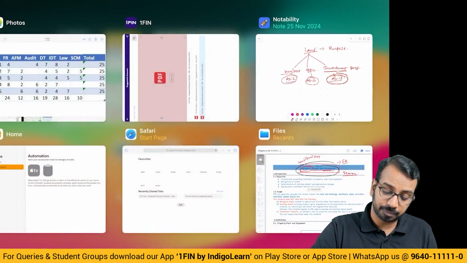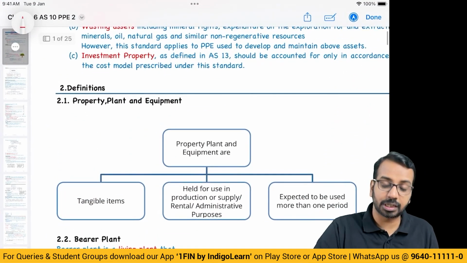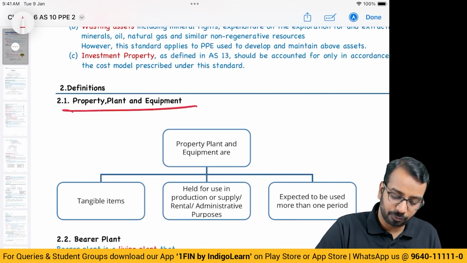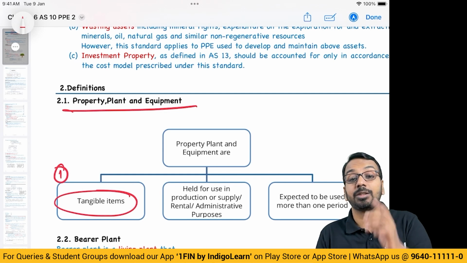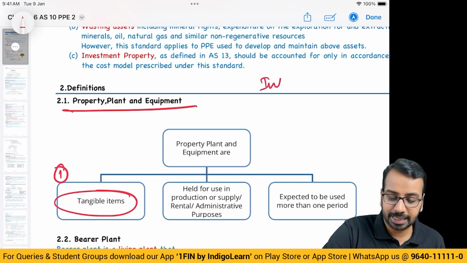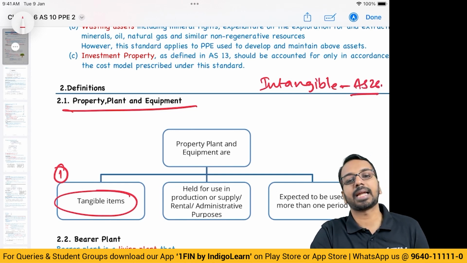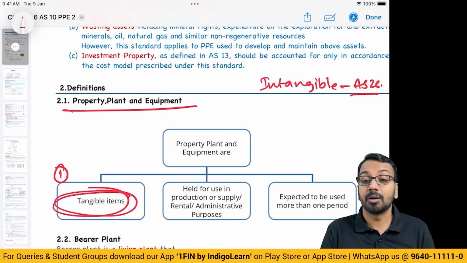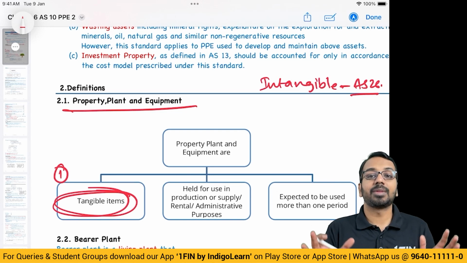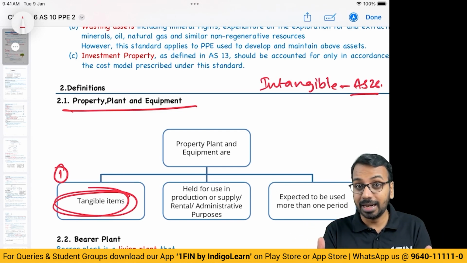So having said that, we'll come to exclusions later. Property, plant and equipment are tangible items. So this is the first thing. What are these? Tangible items. Now there are two things. One is intangible. The other one is tangible. As far as intangibles are concerned, this is covered by Accounting Standard 26, and tangible items are covered in Accounting Standard 10. Now, what is this tangible item? Simply put, something which has physical substance. Physical substance means you can see it, you can feel it, something like that.